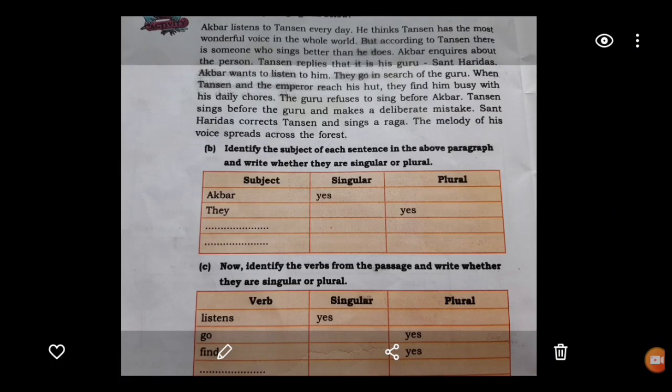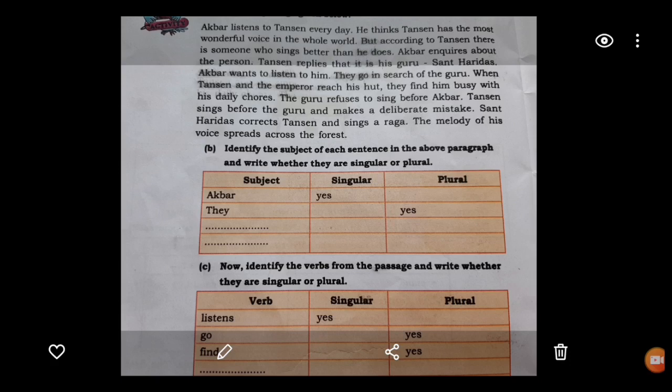Now here is a passage in your textbook, page number 60. All of you take page number 60 and look at the book. Now I am going to read the first sentence. Akbar listens to Tanzan every day. Akbar listens to Tanzan every day. That is a simple sentence in simple present. That is not a past tense, past activity.